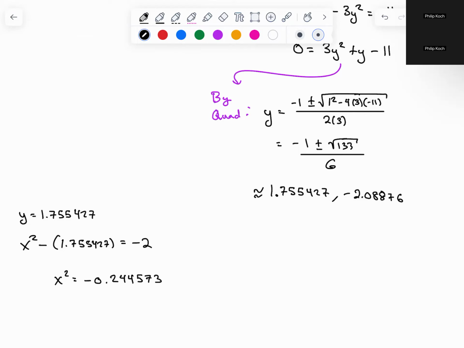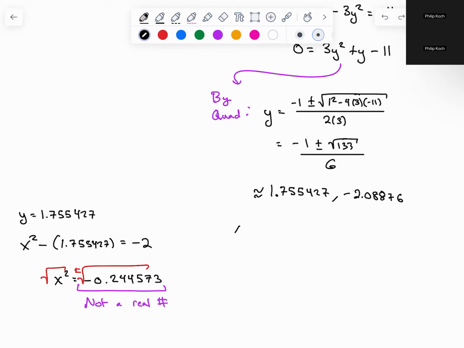Is that possible? No, there's no way for an x squared to give me a negative number. And even if you don't recognize that right from the bat, you can try and take the square root of both sides. But this is not a real number, because it's the square root of a negative number. So that y value did not pan out. That's okay. That sometimes happens. Let's try the other one.